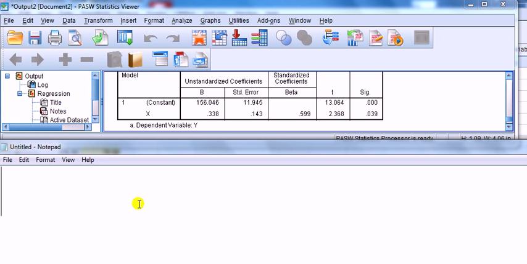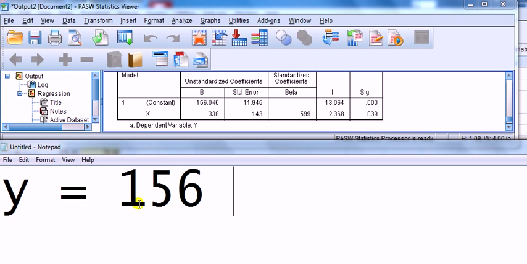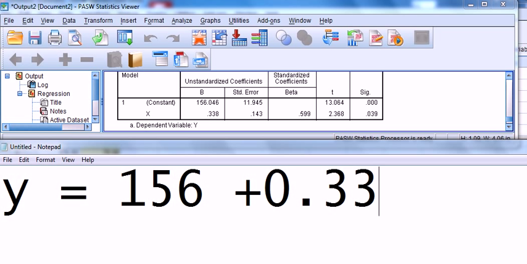Okay, so we can write this as, and I'm not going to be too pedantic here, y equals 156, which is the intercept, plus 0.338 times x. I'm looking down this column here, these are the unstandardized coefficients. That is the model. This is the formula of a straight line where the y-intercept is 156 and the slope is positive, so it's an upward slope, 0.338x.